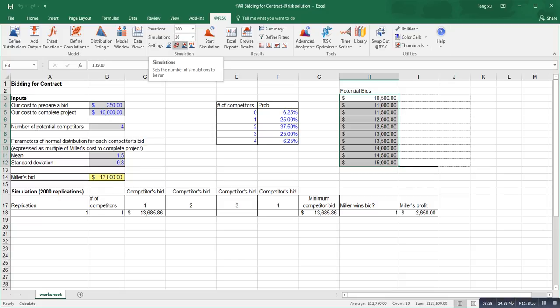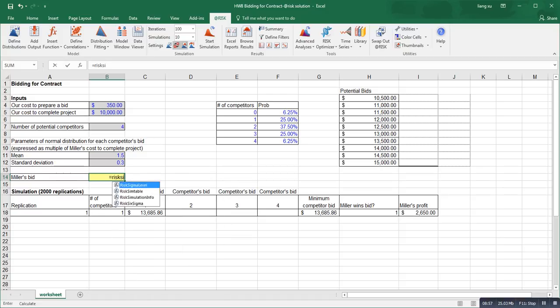And in order to evaluate these 10 numbers, we can't use a fixed number here for Miller's bid. We have to tell the program these are the bidding amounts we want to evaluate. To do that, we're going to use a function called RiskSimTable and choose this potential bid here. So that's telling the program these are the potential bid amounts we're going to evaluate. Now we change the simulation to 10, and we would evaluate these 10 numbers.